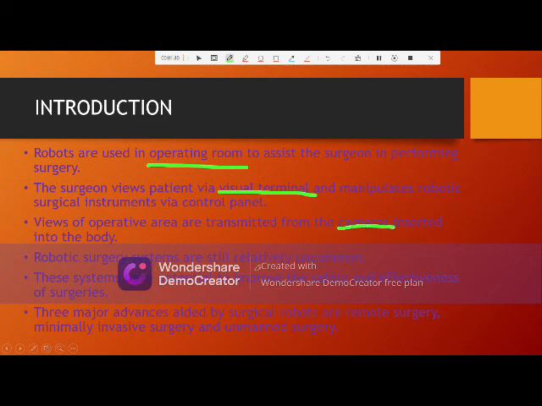Robotic surgery systems are still relatively uncommon. These systems have the potential to improve the safety and effectiveness of surgeries. Three major advances aided by surgical robots are remote surgery, minimally invasive surgery, and unmanned surgery.